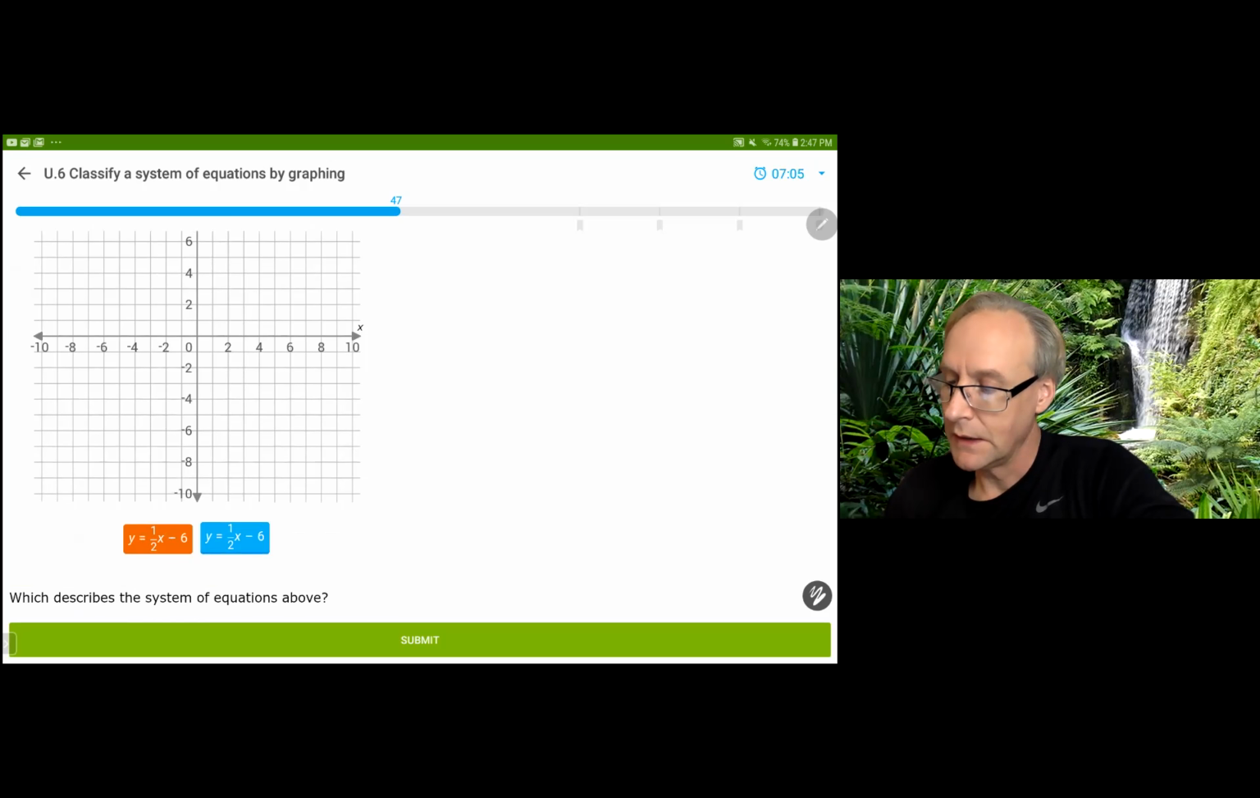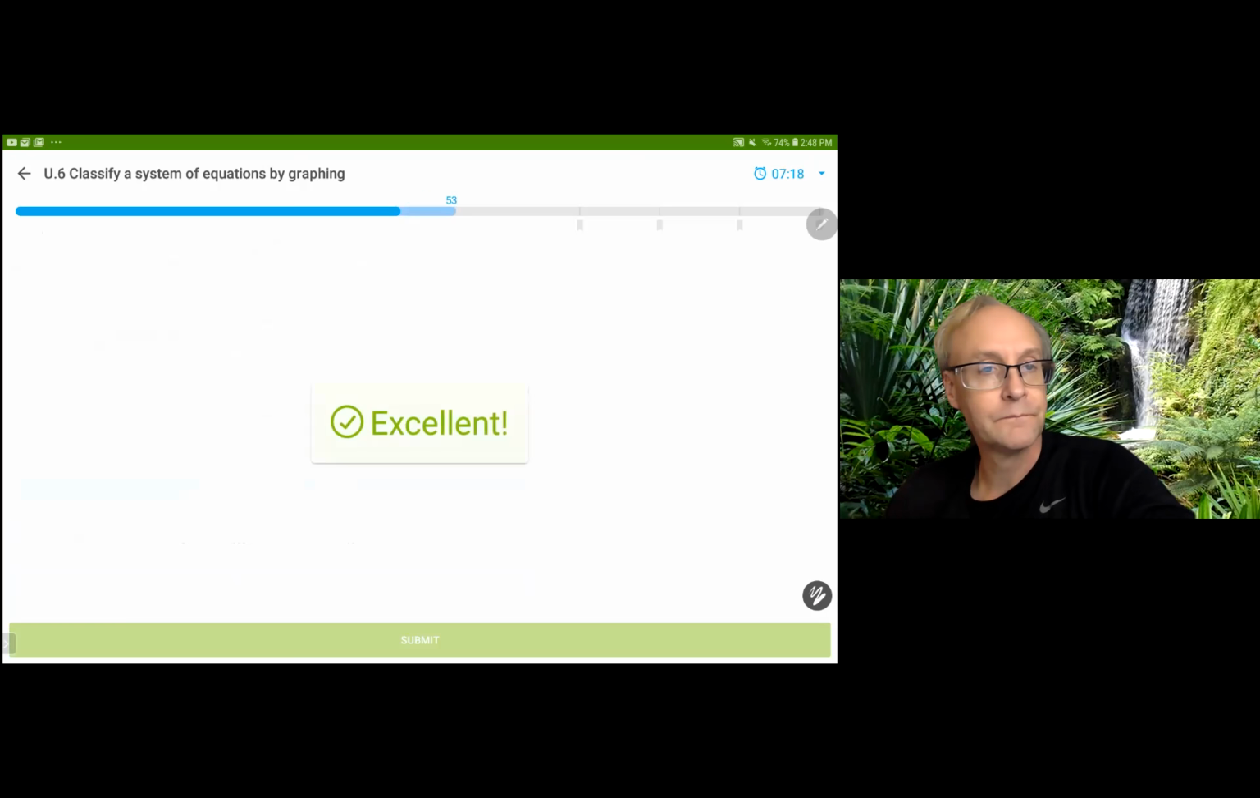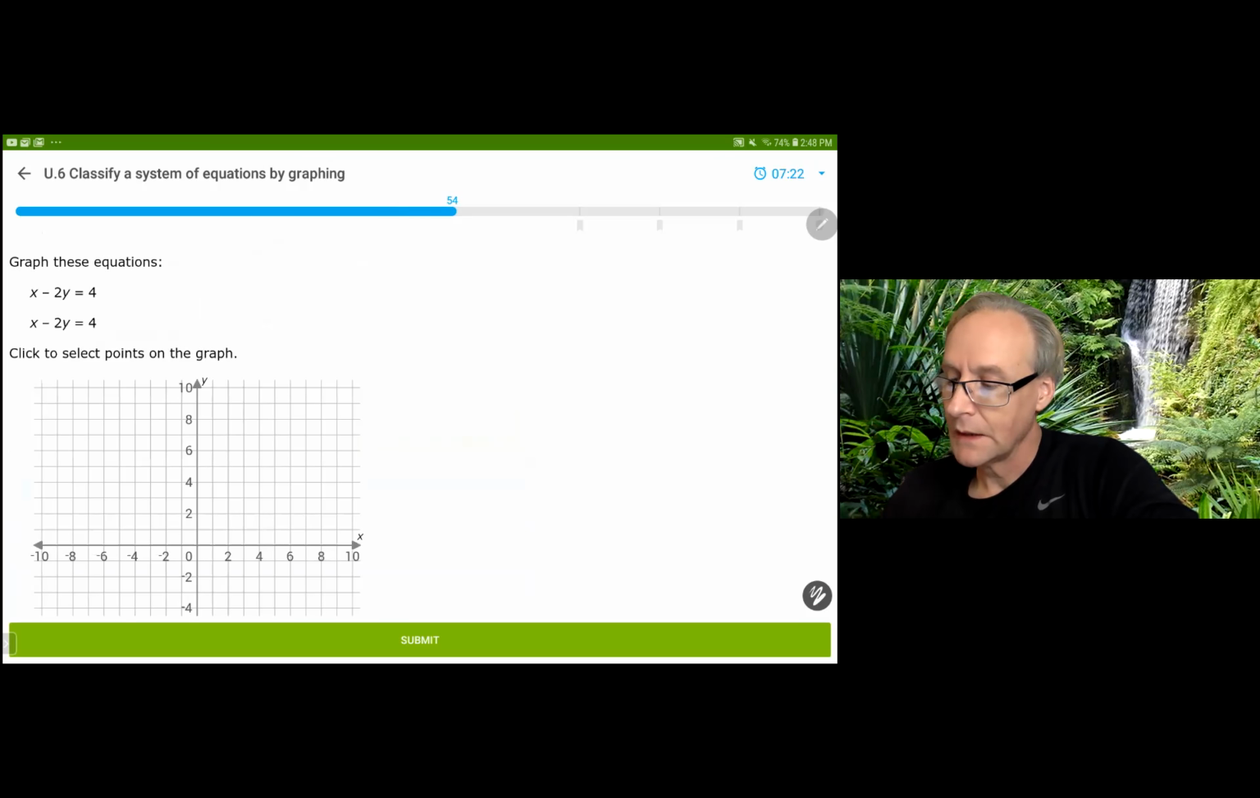Same line. They both go through 0, -6, and have a slope of 1/2. Goes through -6, has a slope of 1/2. And we say they are consistent and dependent. Same equation. Consistent and dependent, same idea.